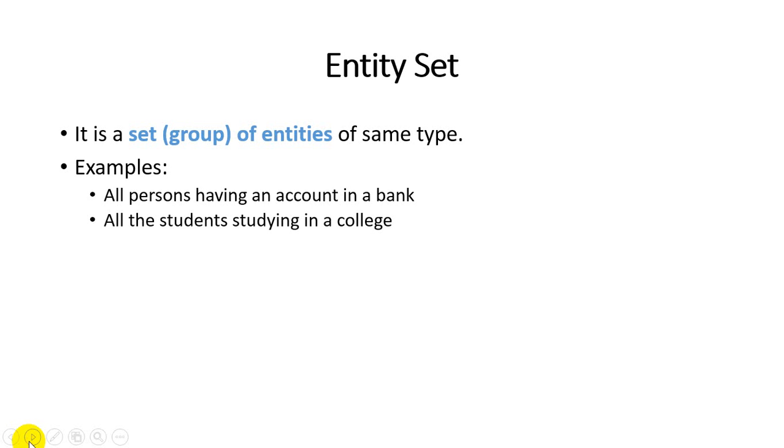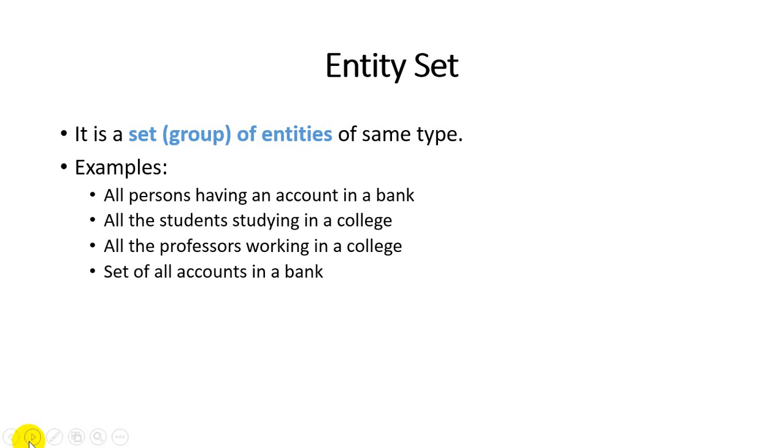Second thing, all the students studying in a college are part of one database known as a college, and all the professors also work in a single college. So as a college or a bank, all these things should be part of entity sets, because they contain a lot of people in a single entity.